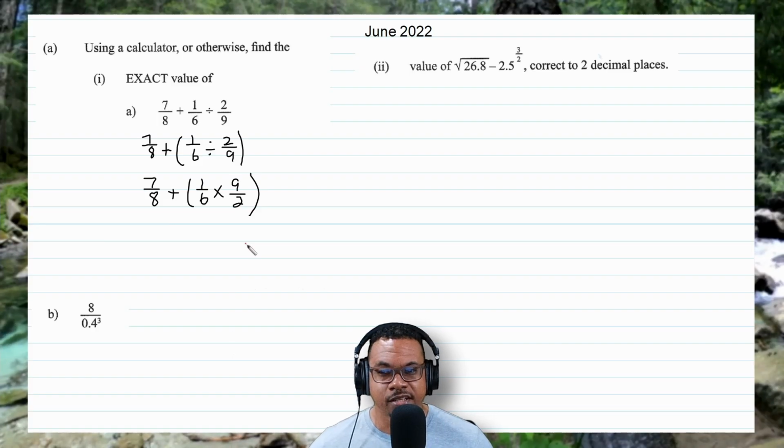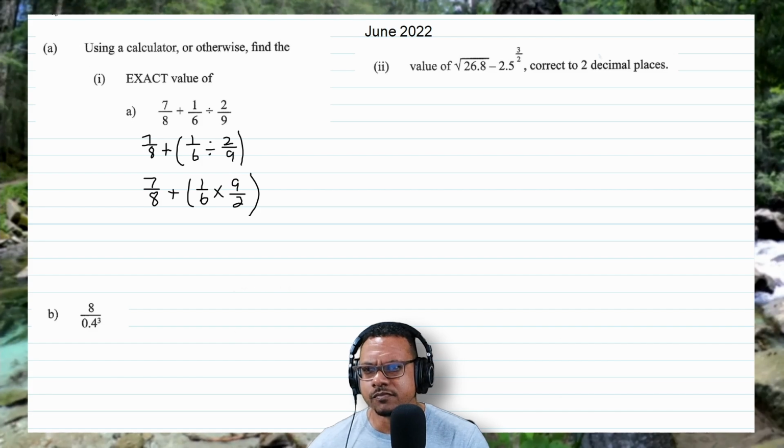Now we'll see if any numerator will cancel with any denominator. So here we can say that 3 could go into 6 2 times and 3 could go into 9 3 times. All right, 3 into 6, 2. 3 into 9, 3. And now since nothing else will cancel, we multiply across. So 1 by 3 is 3 and 2 by 2 is 4. So I'll have 7 over 8 plus 3 over 4.